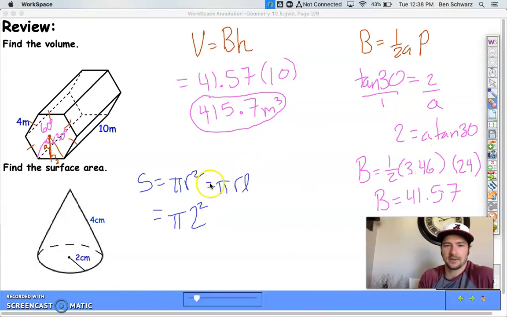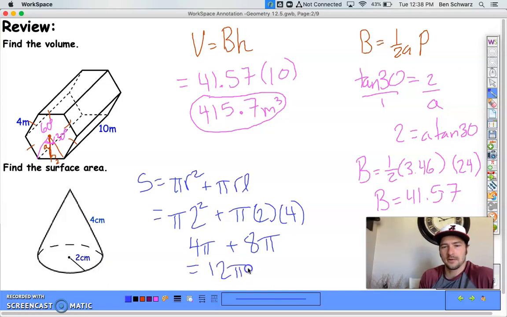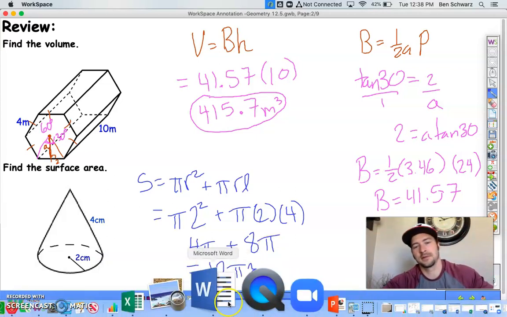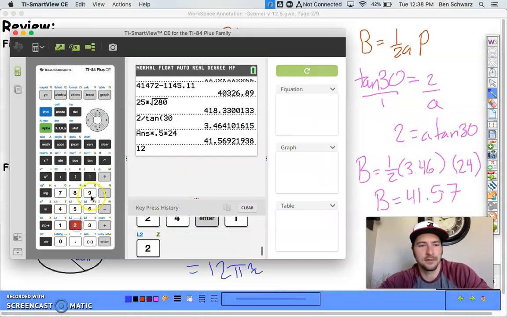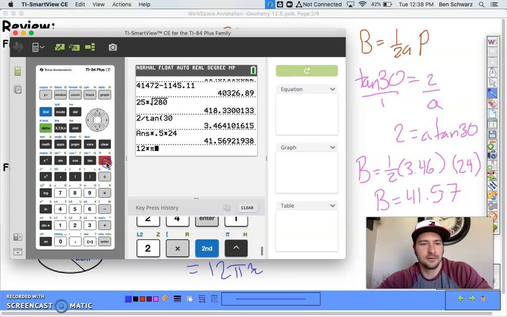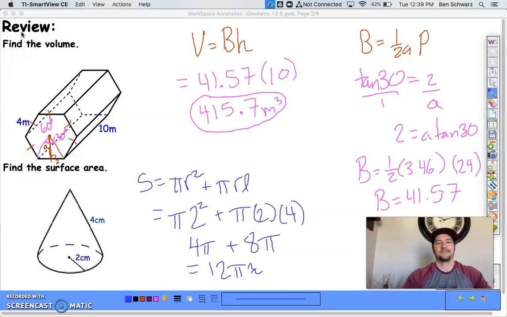Oops, what am I doing? Plus, not equals, plus pi times the radius, which is 2. Slant height is this one, so 4. So we would have 4 pi there, plus 8 pi. So we would get 12 pi, which is about some number. We'll check it out here on the calculator. About 37.7.